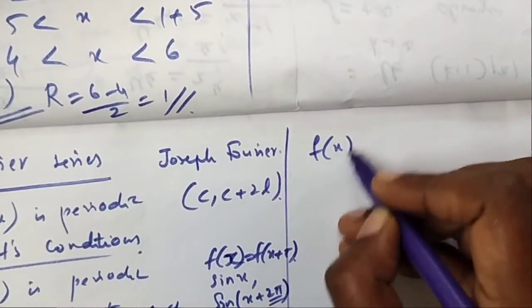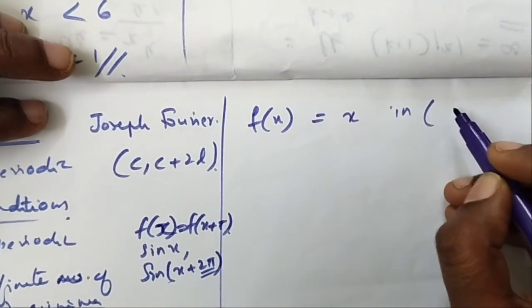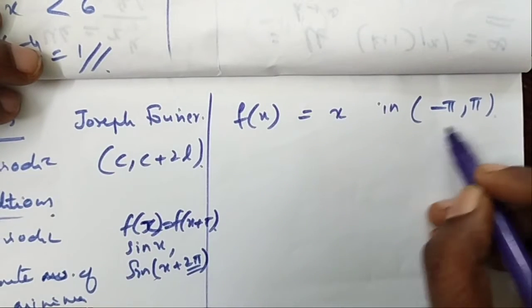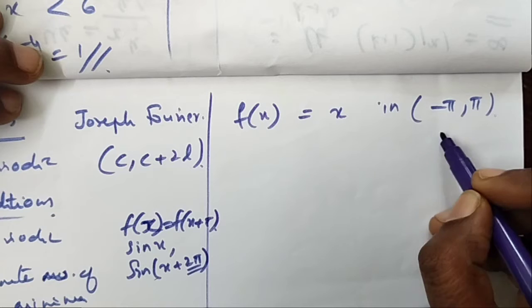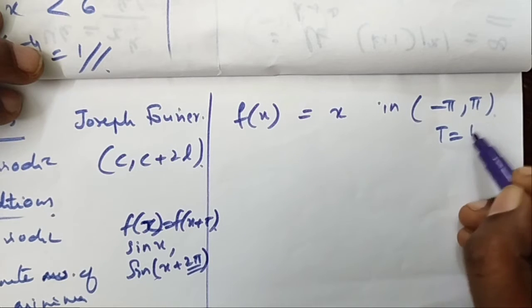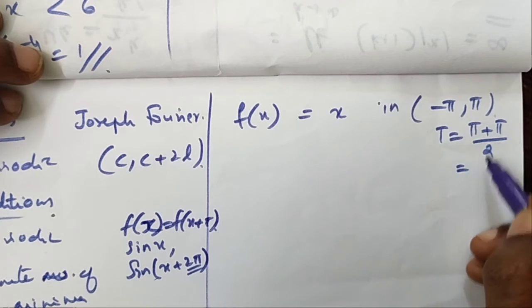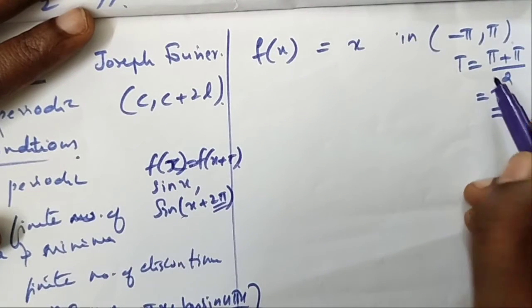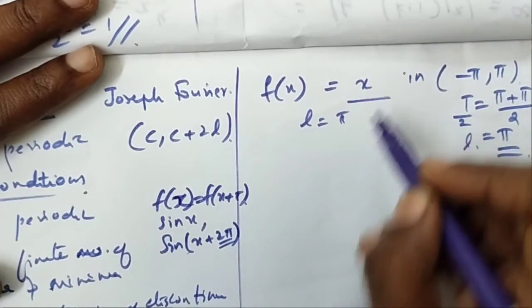Okay, so for an example, suppose we want to find the Fourier series expansion of f of x equal to x in the interval minus pi to pi. So what's the Fourier series representation? First of all, we check the interval. It is minus pi to pi. So what is the period? It is the difference, pi plus pi, 2 pi. Half the period, 2 pi by 2, is pi. So that is the l value. So l is pi here.